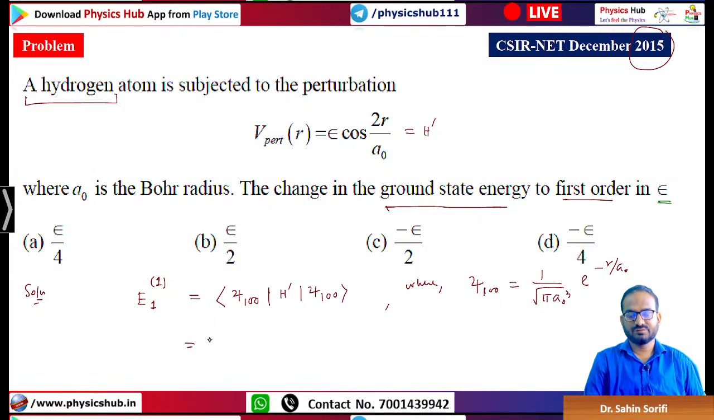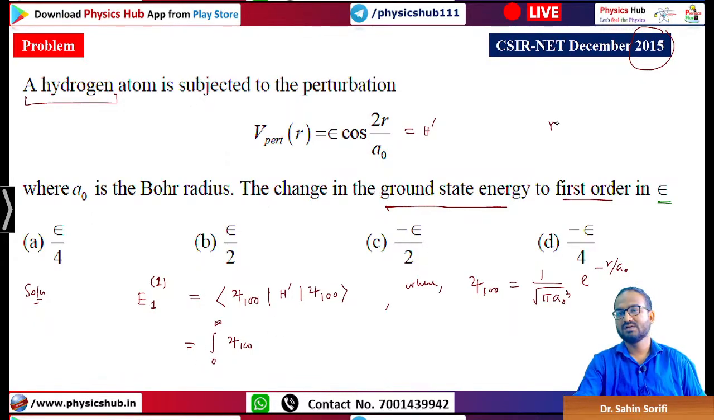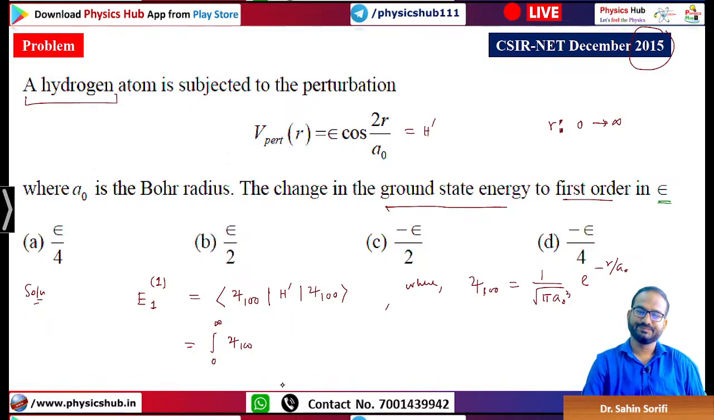So this will become integral 0 to infinity of psi 1 0 0 star H prime psi 1 0 0, because it will involve r and the limit goes from 0 to infinity. Not minus infinity to plus infinity, because r runs from 0 to infinity. If it had x, then we could have written minus infinity to plus infinity. For r it is 0 to infinity. And since this is given in spherical polar coordinates, we have to write d3r, not dx.